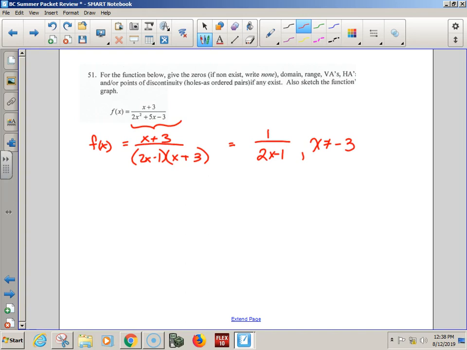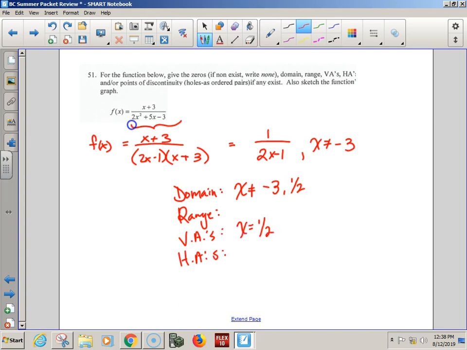Let's start identifying things. So domain, what x's are not allowed? Negative 3 and 1/2. Range. How low, how high? Maybe it's easier if we think about some other stuff and come back to range, right? Why am I going to say my only vertical asymptote is 1/2? Good. Negative 3 is removable. That's going to be my other discontinuities.